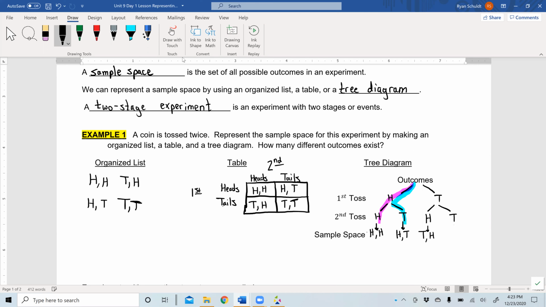And then last one, I did tails and tails. So this last row right here is my sample space. It's everything that could possibly happen. Know this, my outcomes and the tables match, those in my list, and those in my tree diagram. The last step, all of them match the same four outcomes. That's because how many outcomes exist? There's four outcomes. That's how you would answer that question. There's four different outcomes that exist.